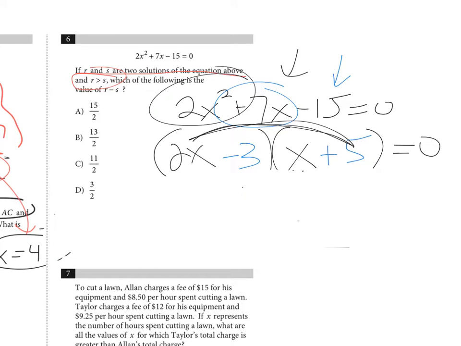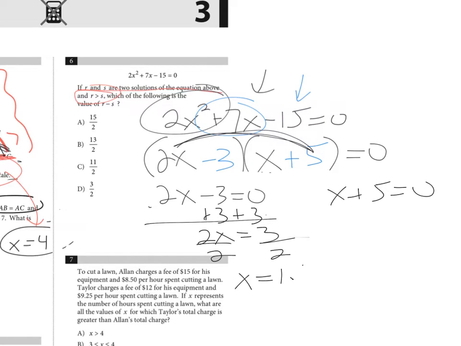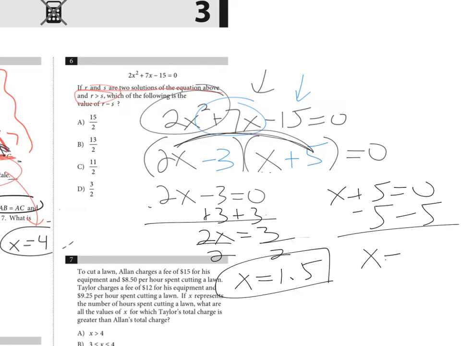And now the way we solve this by factoring is we set each of these factors equal to 0, and we solve. So here I'm going to put 2x minus 3 equals 0. I'm going to put x plus 5 equals 0, and I'm going to solve. So here I'm going to add 3. So I have 2x is equal to 3, and if I divide both sides by 2, I get x is equal to 1.5. And here when I subtract 5 on both sides, I get x is equal to negative 5. So the two solutions, the two answers, are 1.5 and negative 5.